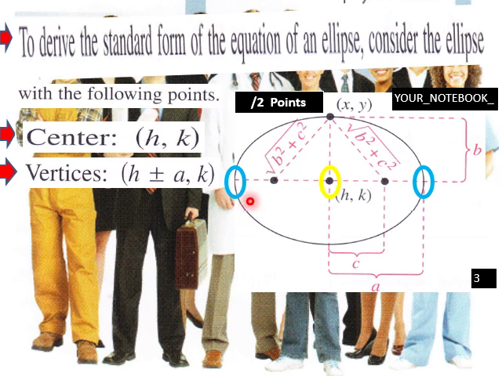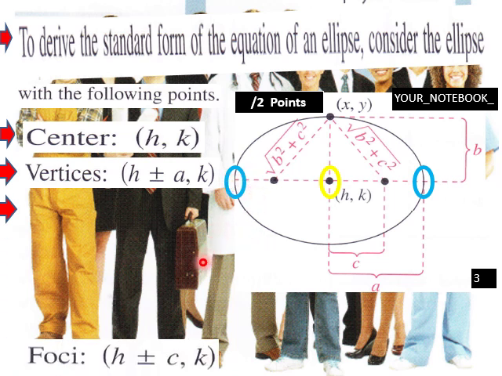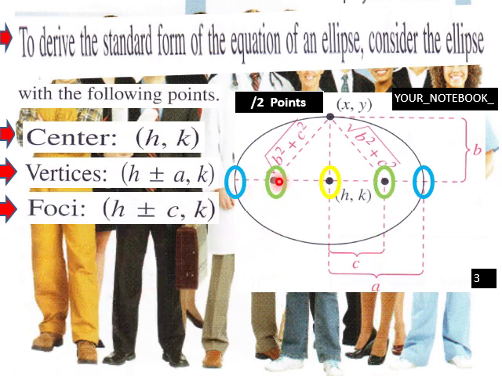And then our vertices are (h plus or minus a, k). So here is our (h, k). We move this way for a and then this way for a. So here's our negative a, positive a, and we come up with our vertices. And then we have foci, which are (h plus or minus c, k). Here is our negative c, and this will be our positive c. And see how we're forming a right triangle. This is how we get our hypotenuse. The length of our hypotenuse, our calculation for that, is right here.